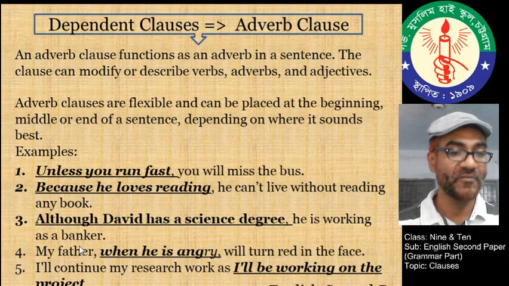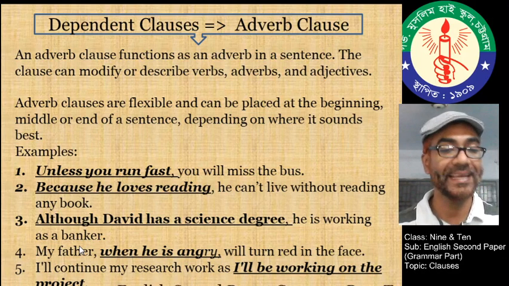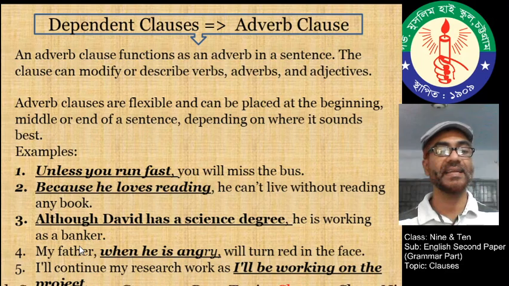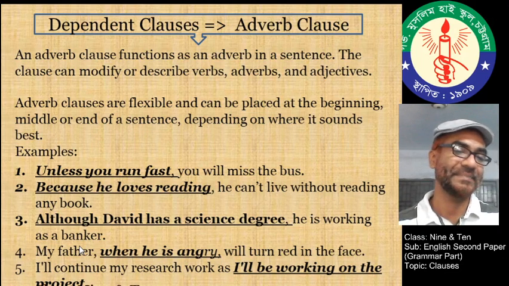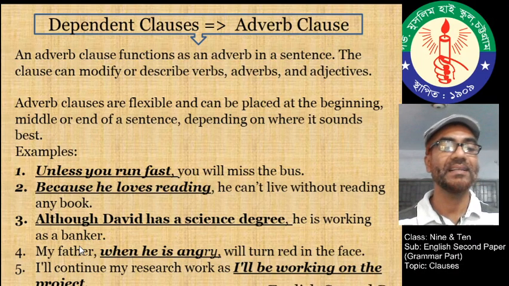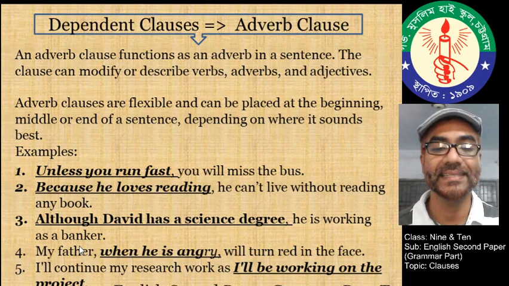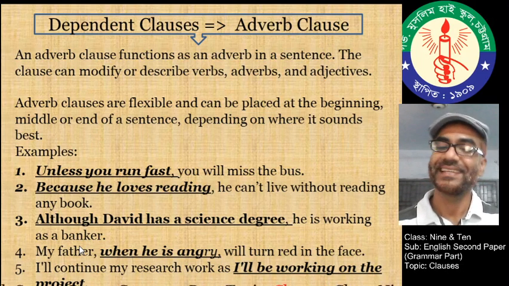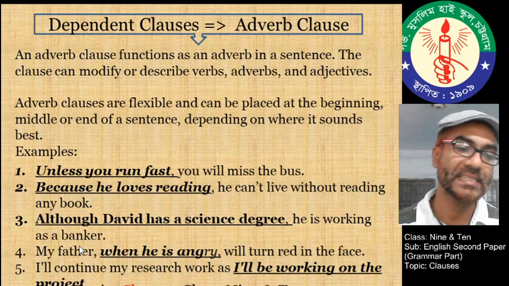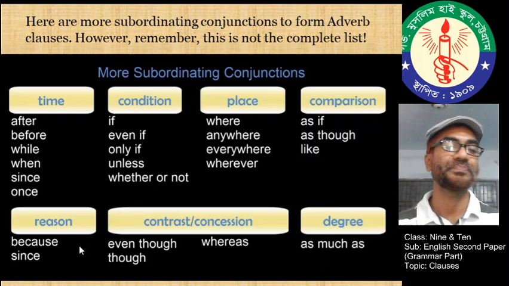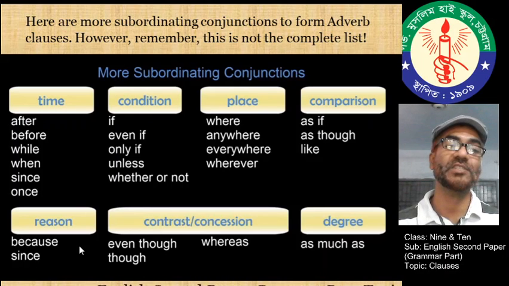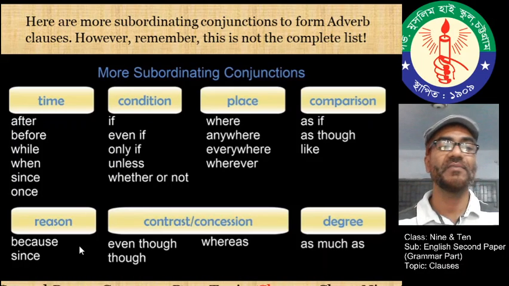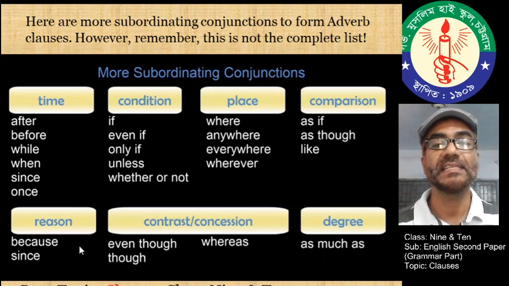Next one: my father, when he is angry, will turn red in the face. Here, the adverb clause is in the middle. Next one: I'll continue my research work as I'll be working on the project. Here you see, the adverbial clause is at the end of the sentence. And here are more subordinate conjunctions to form adverb clauses. However, remember, this is not the complete list.